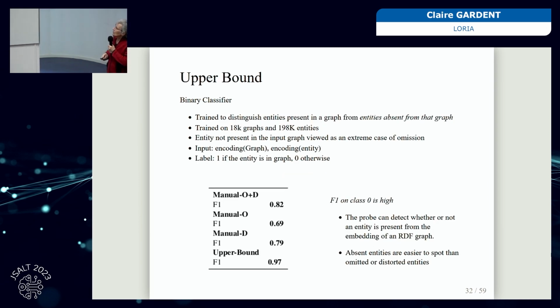So we wanted to compare this classifier with different alternatives. An obvious alternative, as an upper bound, is a classifier that tries to determine whether an entity is present or not in the graph. So not whether it's going to be omitted, but whether it's present in the graph. And the classifier is actually quite good at this. It's got 97% F1. So again, you see that detecting an omission is possible, but it's not as easy, of course, as detecting a missing entity.